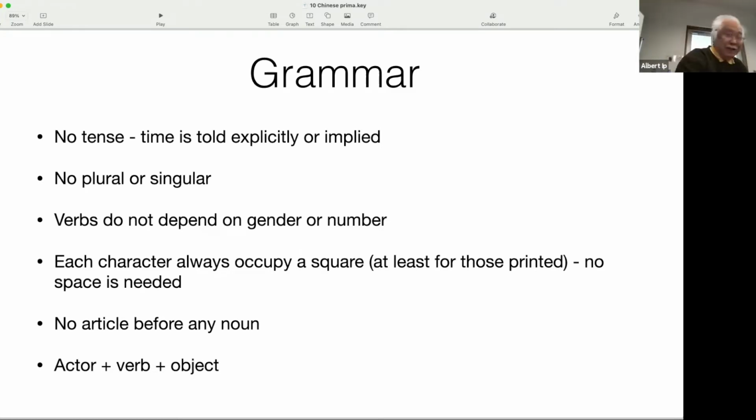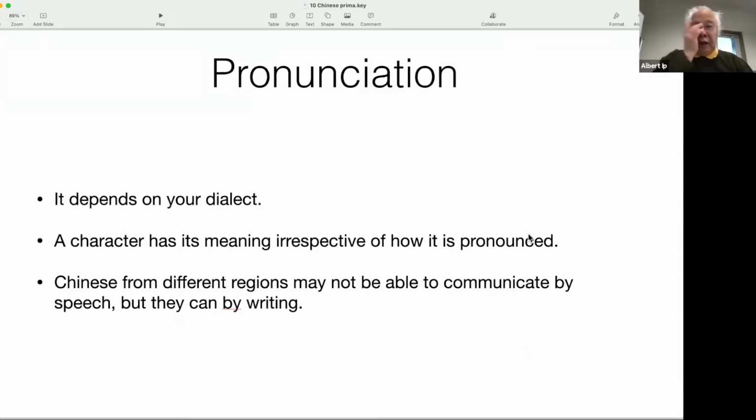No article. A dog. We don't need to say that. Okay. Pronunciation. Chinese characters isolate the pronunciation from its meaning.